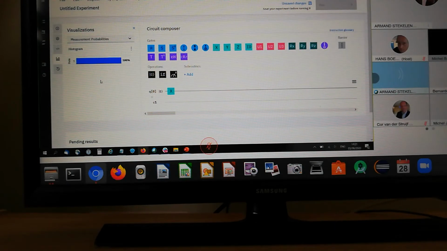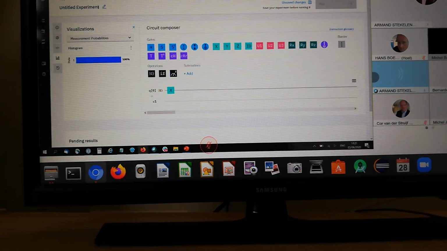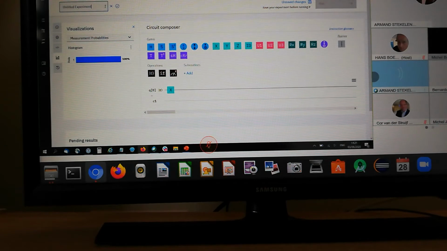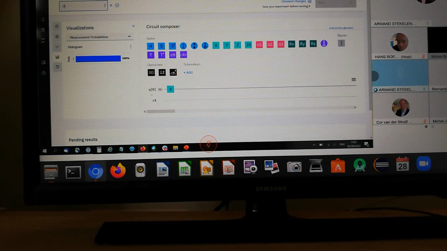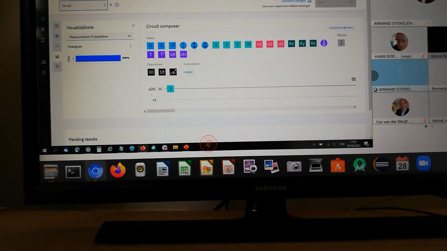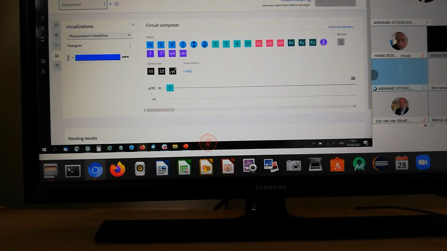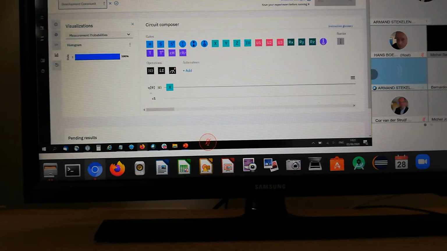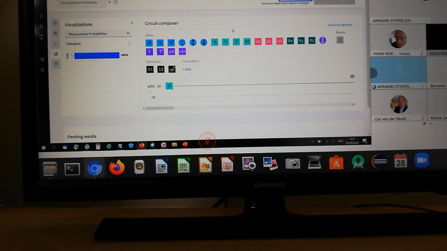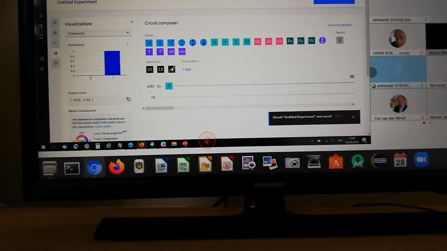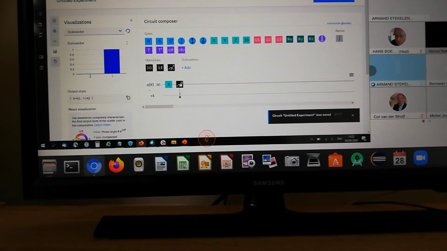If you really want to run this on hardware, first we would need to give this a name. So let's call it, yeah, right, typing skills, development community. Then I save this, and what I need to add before running this is a measurement gate. What this does is measure the state of the qubit at this position.